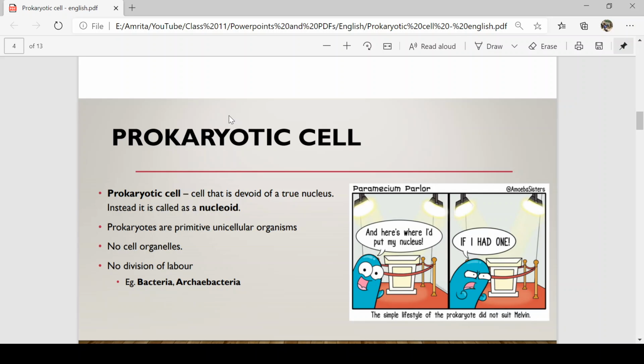Now, what are the other unique features of a prokaryotic cell? There are no cell organelles. What do you mean by an organelle? Something that has its own function, a membrane-bound structure with a specialized function, is what is called an organelle. Here we do not have organelles. There's no true nucleus, there's no cell organelle, and therefore there is no division of labor. So, what does it mean? One single cell performs all the functions.